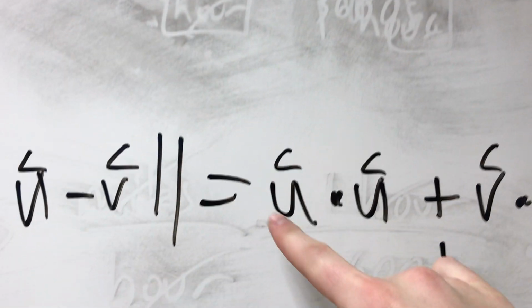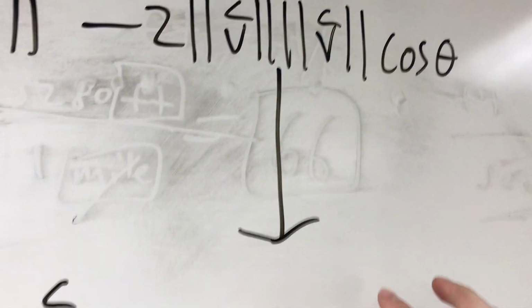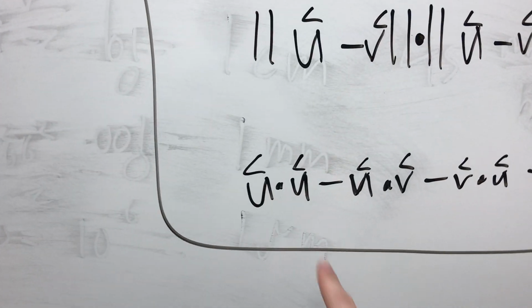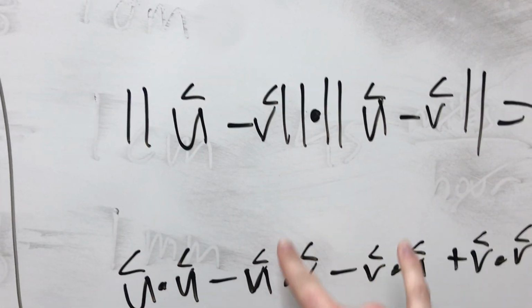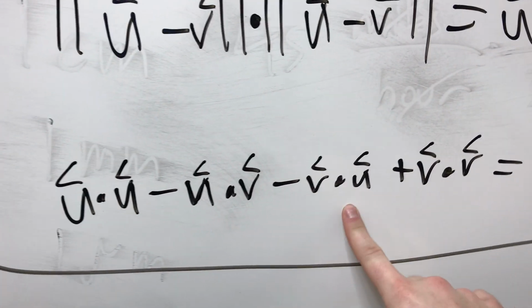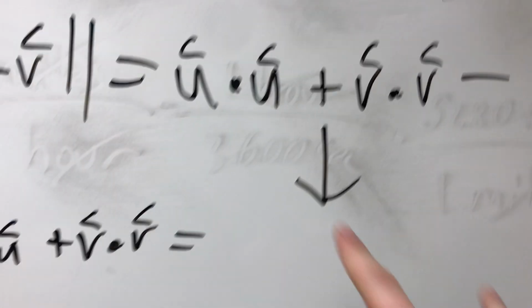Next, I can do the same with these. So I have a u dot u with a v dot v. And then I just move down this section because I don't want to touch it. What it looks like now is we've got this factors out to a u dot u minus a u dot v minus a v dot u plus a v dot v. And then these come down and this comes down.